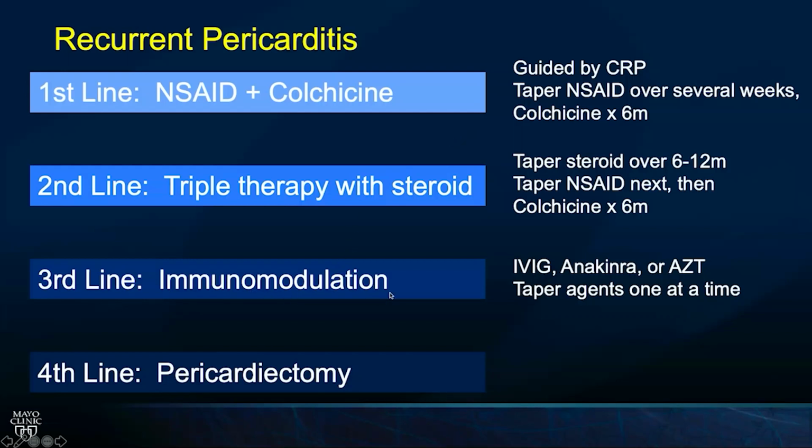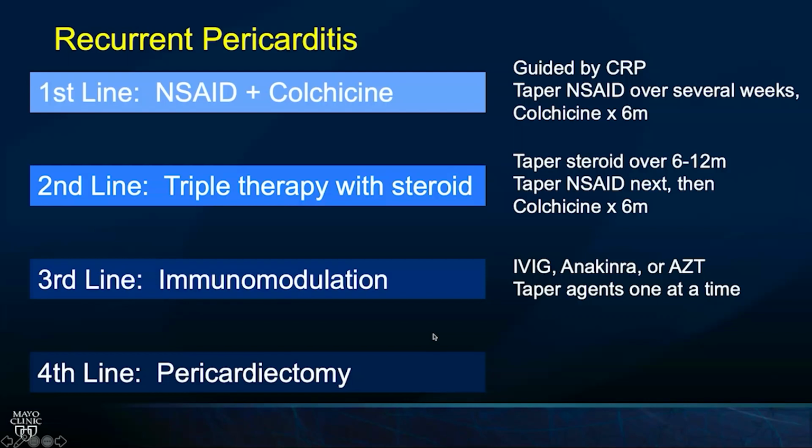If that doesn't work, then the immunomodulating agents have started to be used, IVIG, anakinra, and AZT. Again, slow tapers, one agent at a time, tapering down to the simplest of those, and you're probably going to use long-term colchicine as just suppressive as you get down to this type of patient.